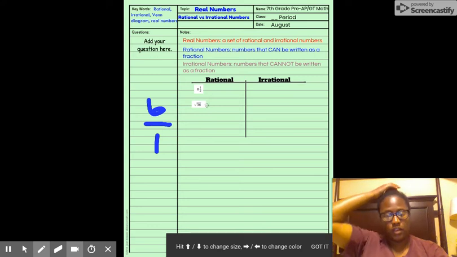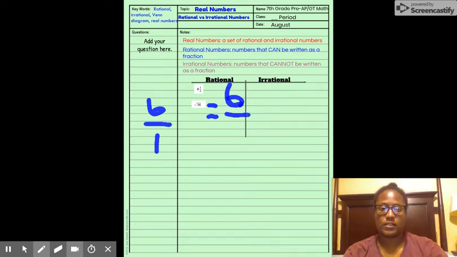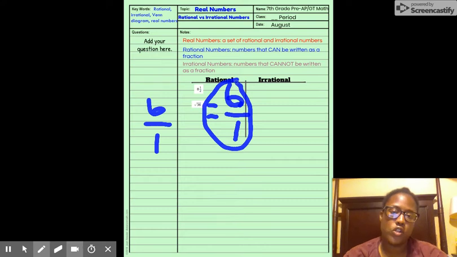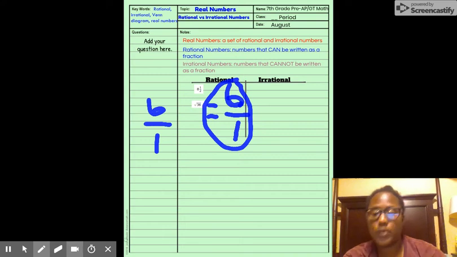So even though this one looks kind of tricky, I just know that this is actually 6, and then it would be 6 over 1. So I want you to definitely make sure that you add this section right here to your notes. So that when you go back and look at your notes, you know that square root of 36 can actually be transformed to 6, which gives you 6 over 1.